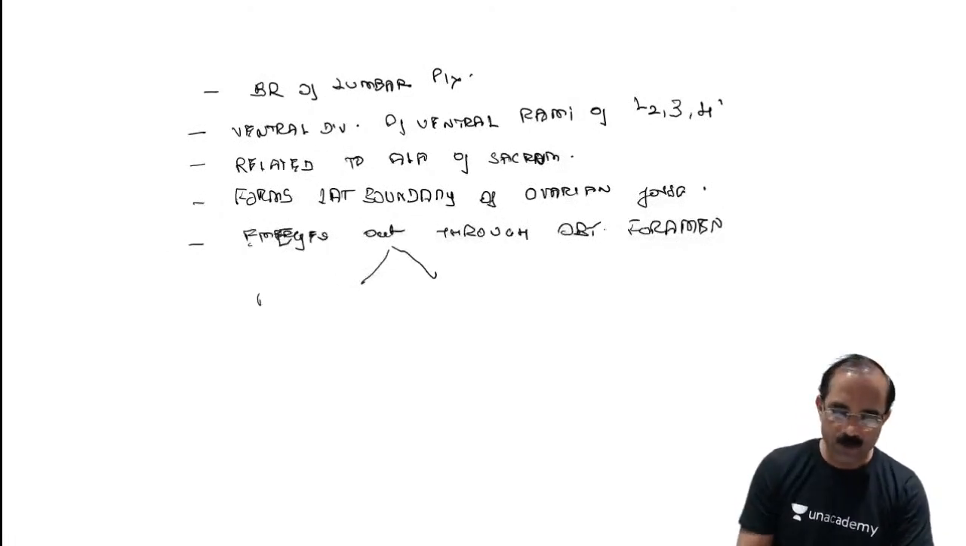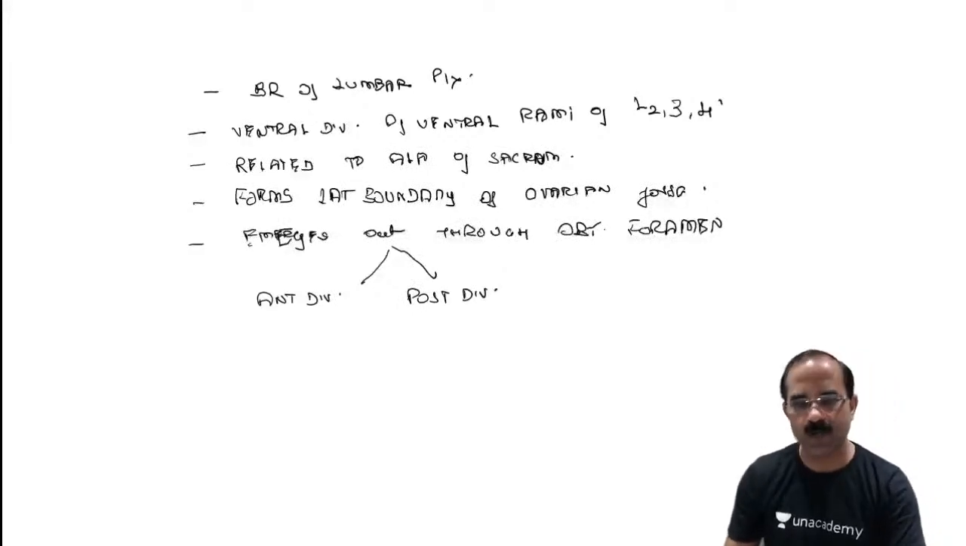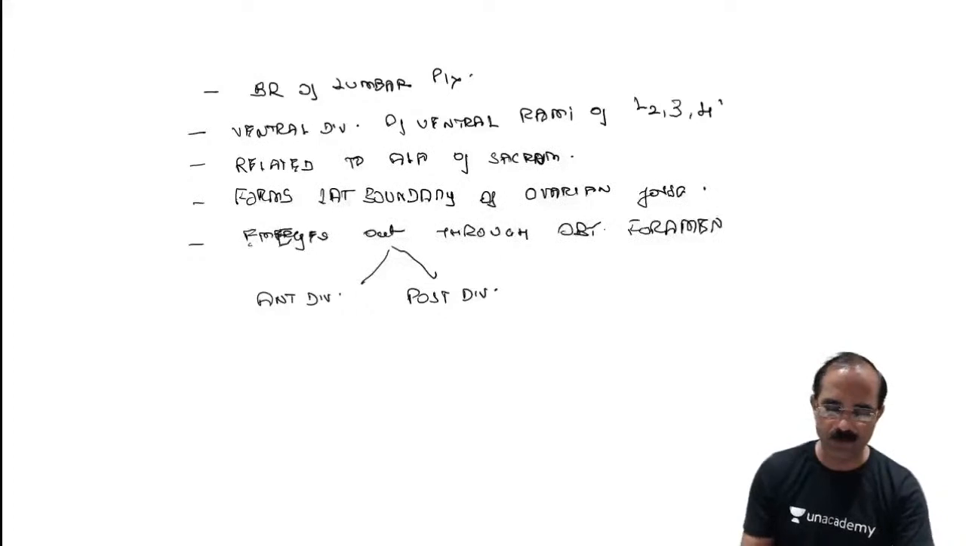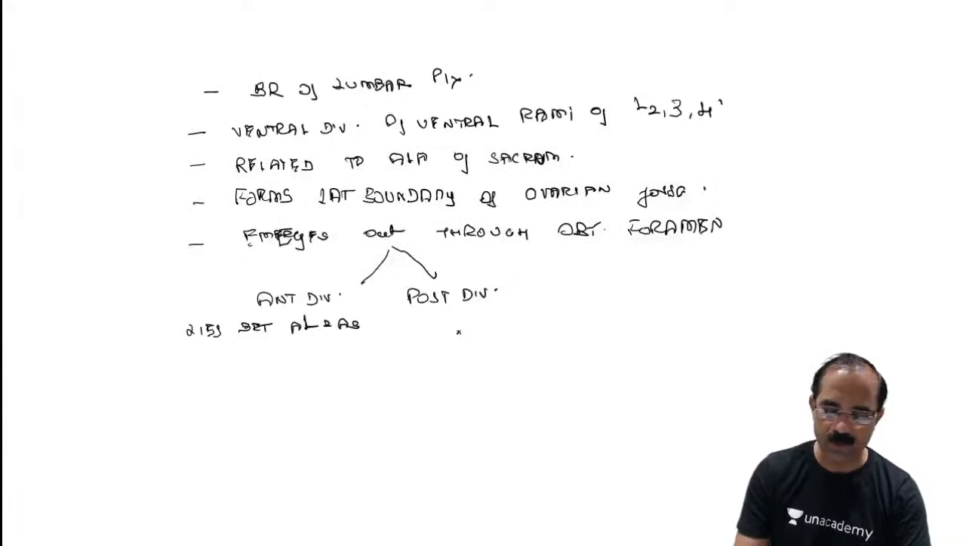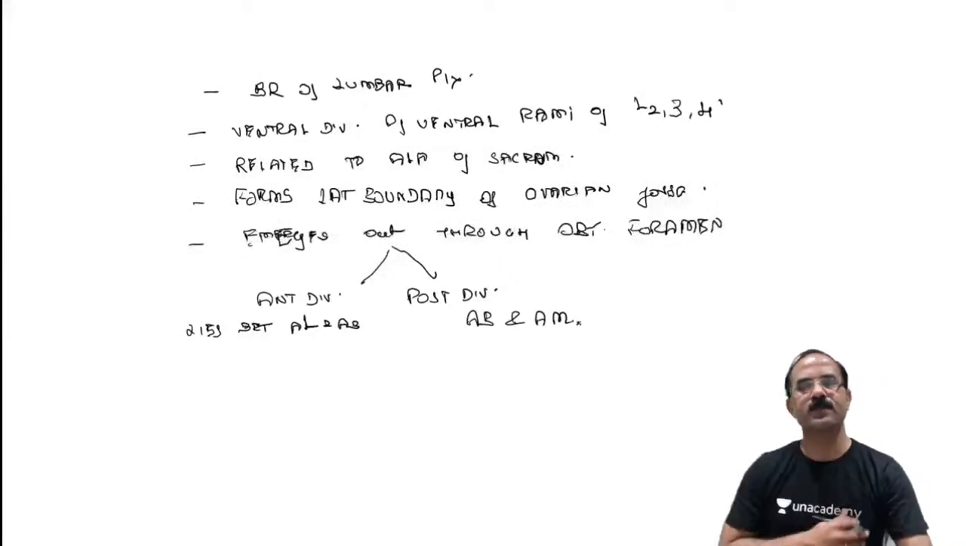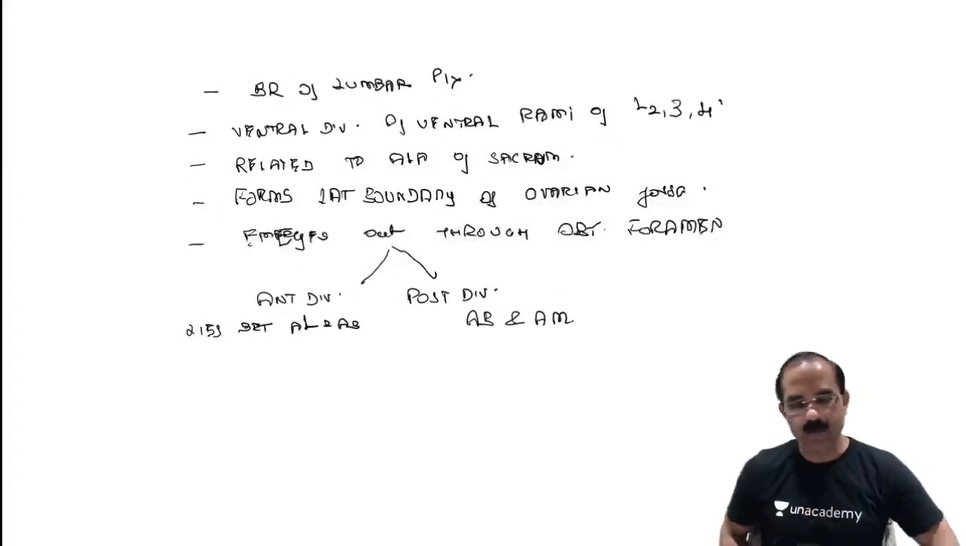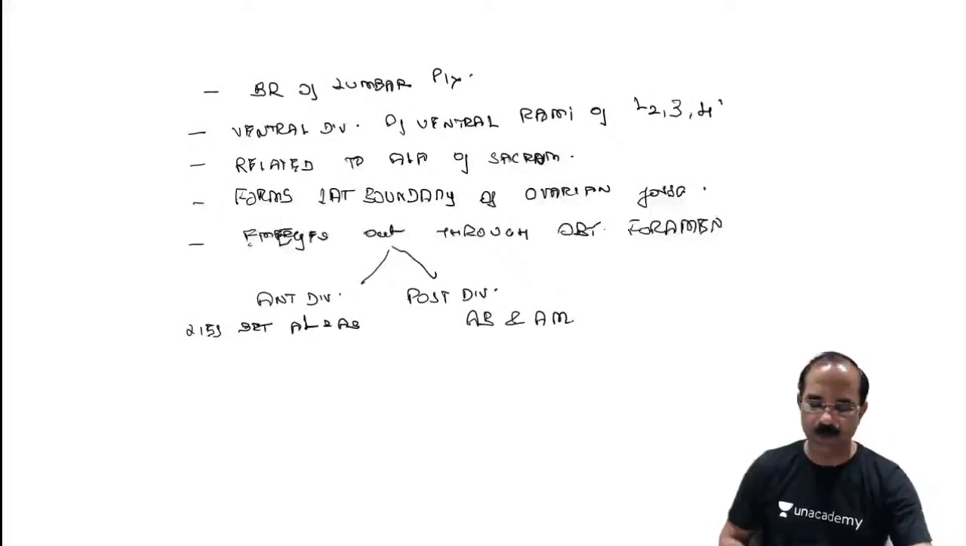Now it divides into an anterior division and a posterior division. Just remember the way I'm telling you. The anterior division lies between adductor longus and adductor brevis. The posterior division lies between adductor brevis and adductor magnus. So anterior lies between the longus and the brevis, the posterior between the brevis and the magnus.